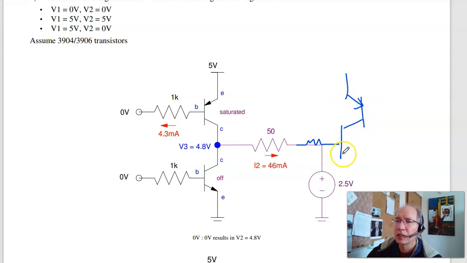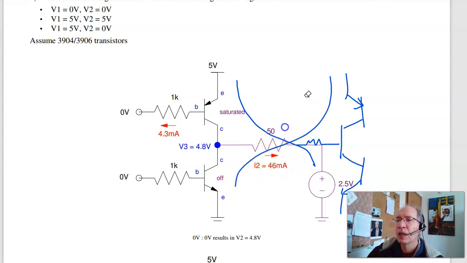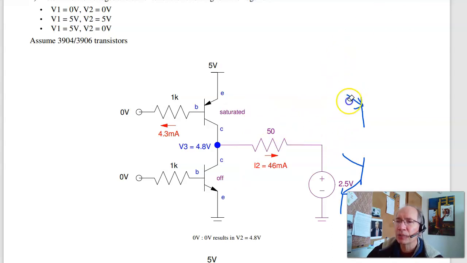and another PNP, and another NPN going down like this, so that the current can flow left to right when these two are turned on, and right to left when these two are turned on, and otherwise. We're just looking at a half H-bridge, just to simplify things a little bit. With a half H-bridge, I've got three different conditions.